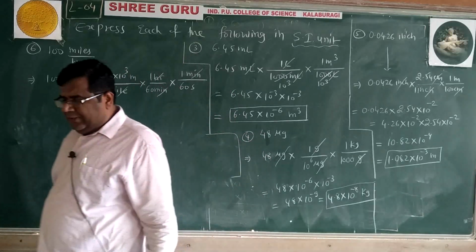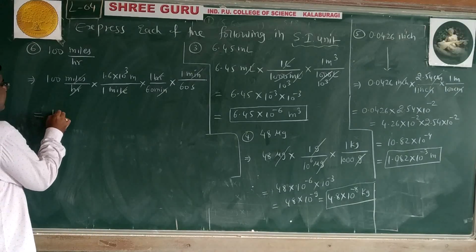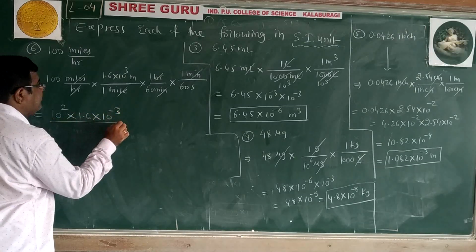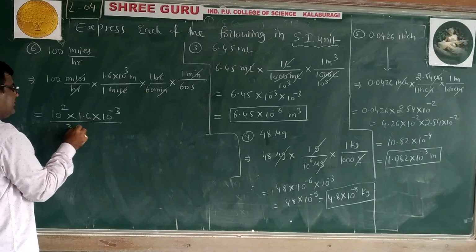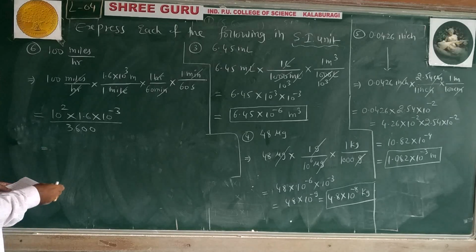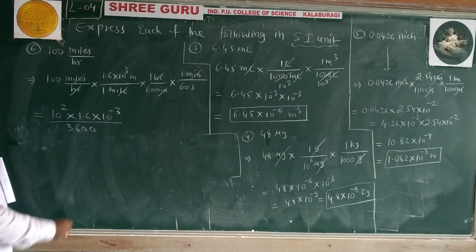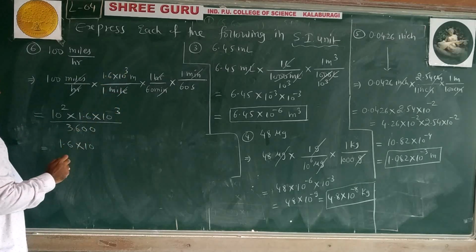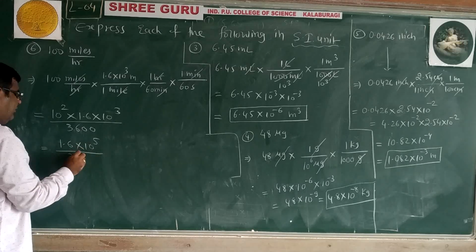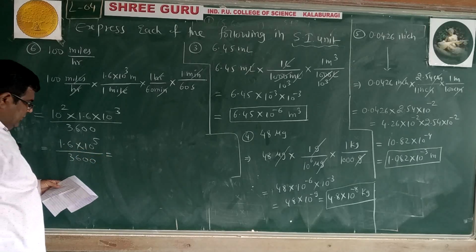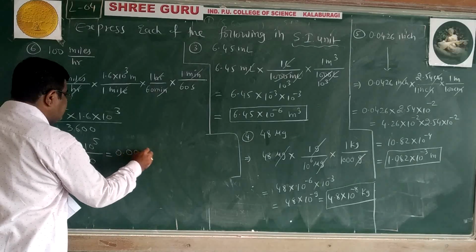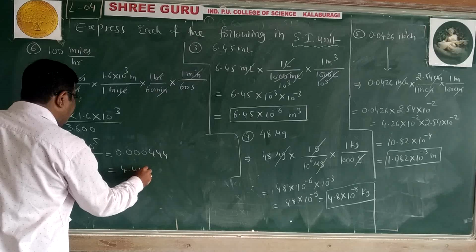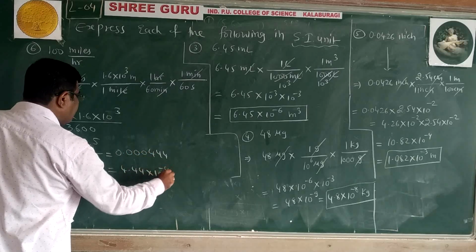And what are we left with now? We are left with this 100, which is 10 raised to plus 2, 1.6 into 10 raised to plus 3 divided by this 60 and 60. So I can write 3600 directly. So what is the ultimate answer here? 1.6 into 10 raised to plus 2, so it is into 10 raised to plus 5 after the division. This is 0.000444, isn't it? You also do calculations simultaneously. So it is 4.44.